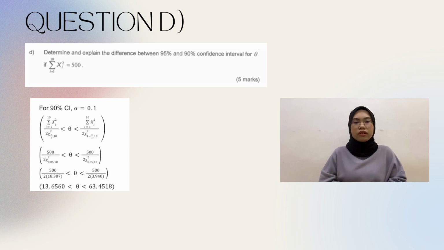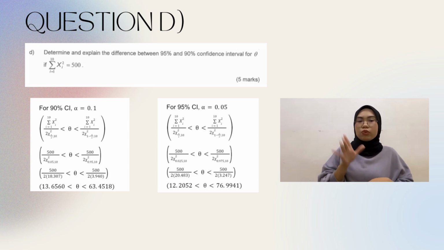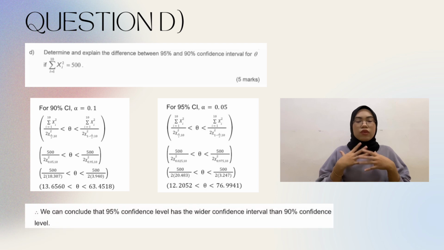And then we calculate all the values, so we get the interval for theta between 13.6560 and 63.4518. We repeat the same thing for the 95% confidence interval, but change the alpha value, which is 0.05. And lastly, we get the interval for theta for the 95% confidence interval between 12.205 and 76.9941. We can conclude the 95% confidence level has a wider confidence interval for theta than the 90% confidence level.